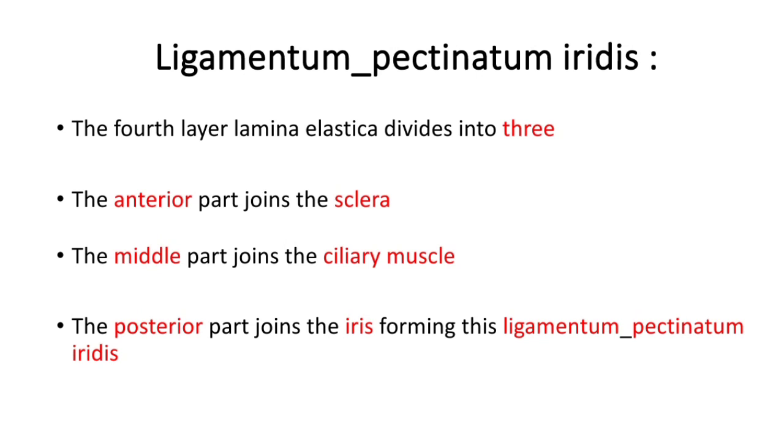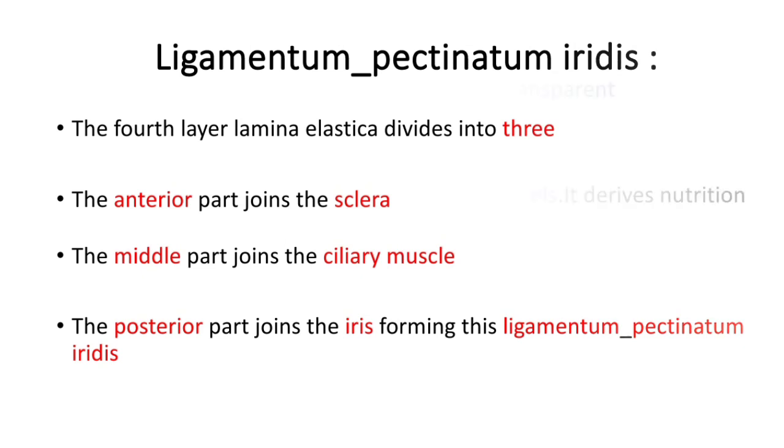And the ligamentum pectinatum iridis. So what is this ligamentum pectinatum iridis? The fourth layer of the cornea is the lamina elastica or Descemet's layer. This layer is divided into three. The anterior portion is joined to the sclera, the middle portion is joined to the ciliary muscles, and the posterior portion is joined to the iris by a ligament called ligamentum pectinatum iridis.